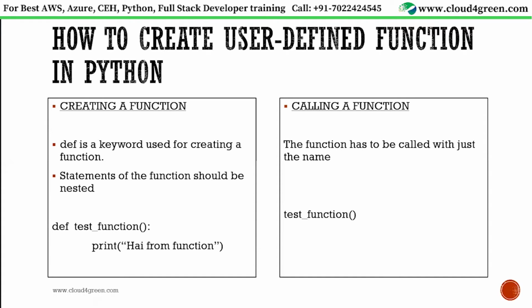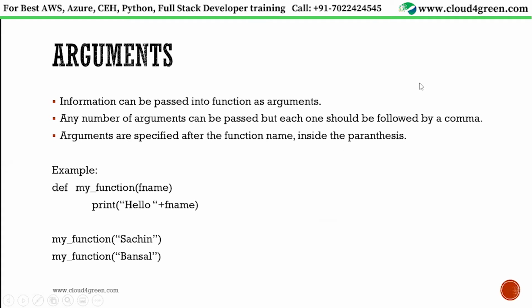So these are the two steps in creating a user defined function in Python. First of all, create a function by using the def keyword, then call the function by specifying the name of the function. That's all. So let's understand the next important thing, which is what are called arguments. Arguments are very, very important.